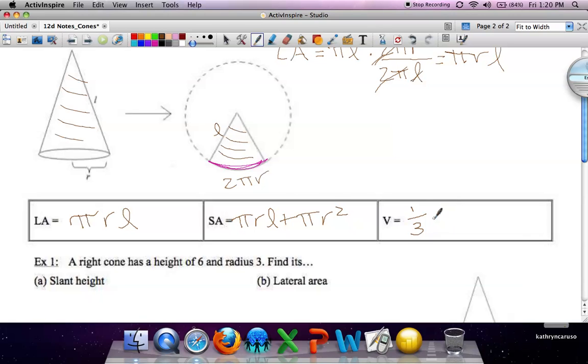It's 1/3 the area of the base. What's the area of the base of a cone? Pi r squared times the height.